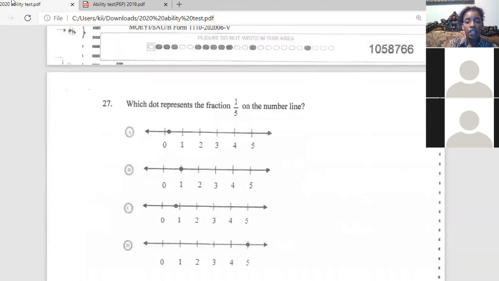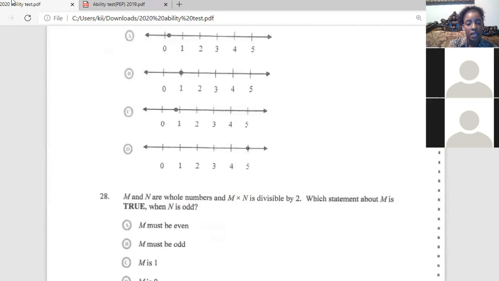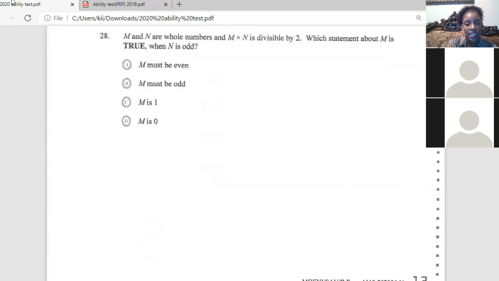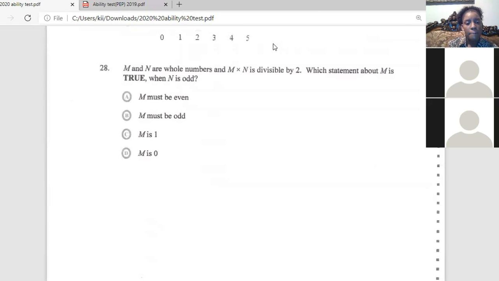Number line. The number line did not come on the 2019 past paper, but it might come on the 2021 paper. So it's good to just have this information in your head just in case it does come on the actual paper that you're going to be doing.